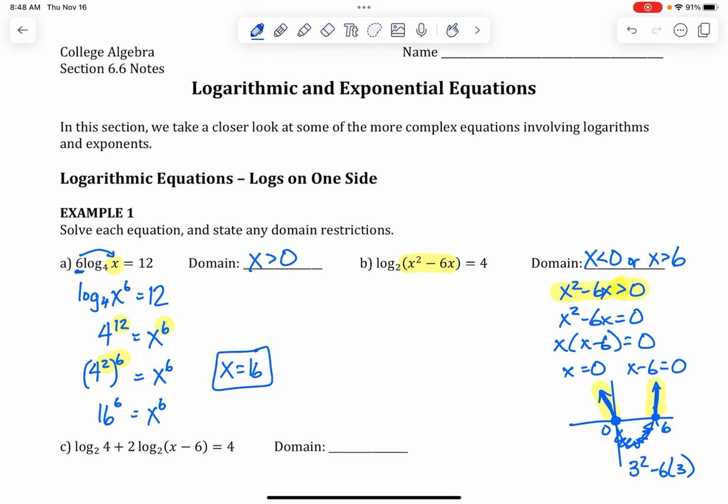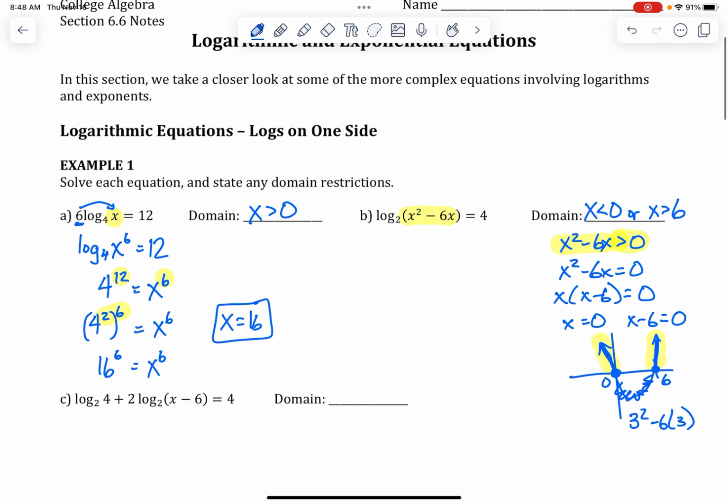And that's one of the things that the domain restriction is going to remind you of, okay? So if you get an answer when you solve this that's like 2 or 3, then that's going to be an extraneous solution. All right, so solving this is the same way we would solve all the other questions from previous sections. 2 to the 4th equals x squared minus 6x. 2 to the 4th is 16. And then we have a quadratic that we can set equal to 0.